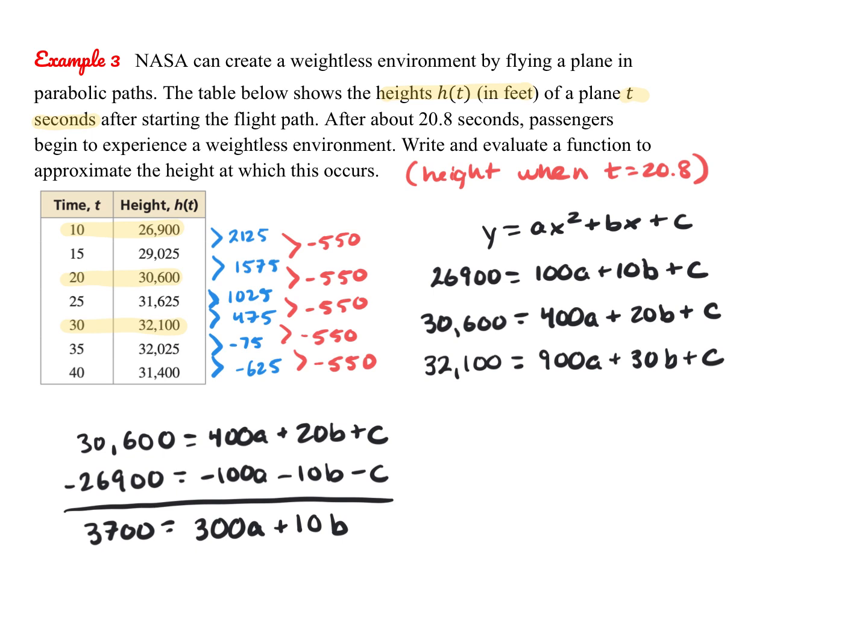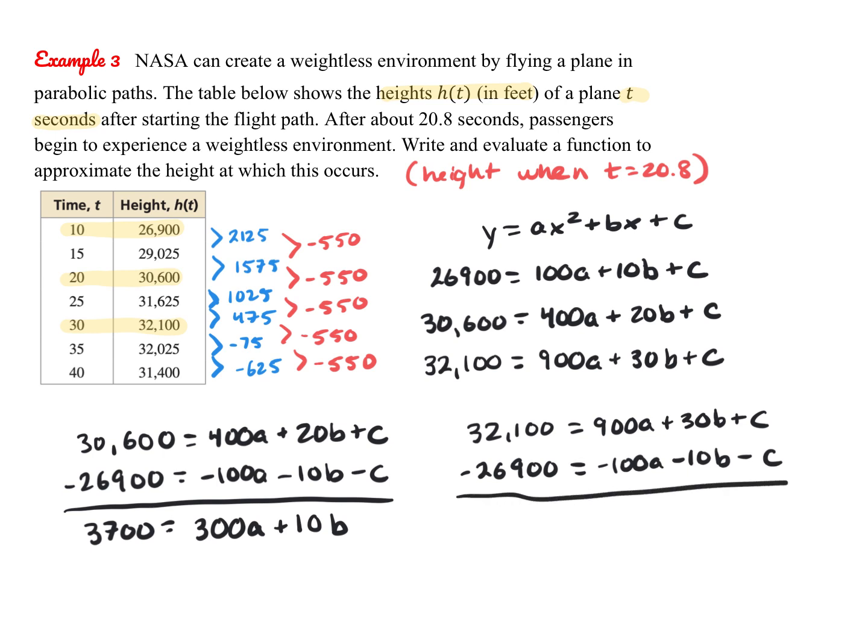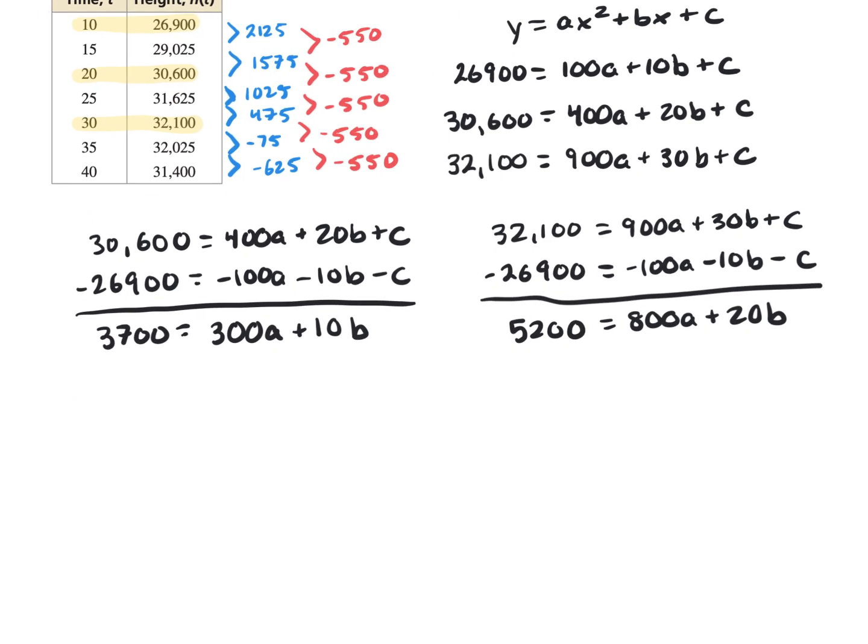So maybe this time I'll do my third equation, and I need to use a different 2 sets. So I'll take my third equation, and then I'll do the same first equation, multiply both sides by -1. Minus 10b minus c. So here you can see that if I add vertically, I get 5,200 equals 800a plus 20b. So now I have a system of 2 variables here, which we know how to solve.